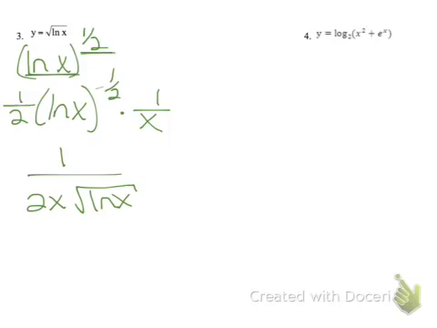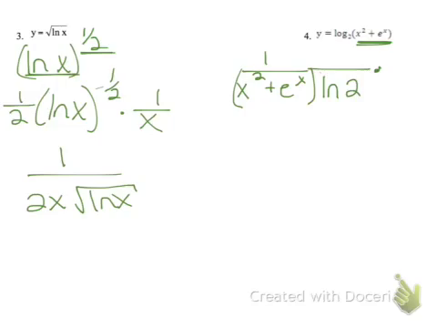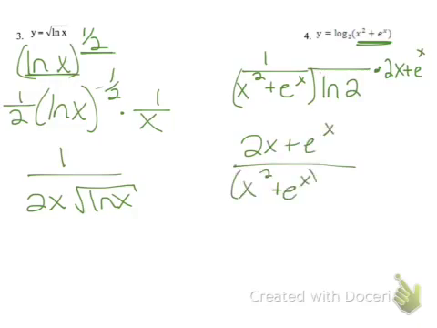Okay, next one is a log example. For this one I'm going to use the rule for the derivative of log, which is what? 1 over x, which in this case is x squared plus e to the x, times natural log of 2, natural log of whatever the base is, times the derivative of that, which is 2x plus e to the x. So I would write it as 2x plus e to the x as my numerator over x squared plus e to the x times natural log of 2, my denominator.